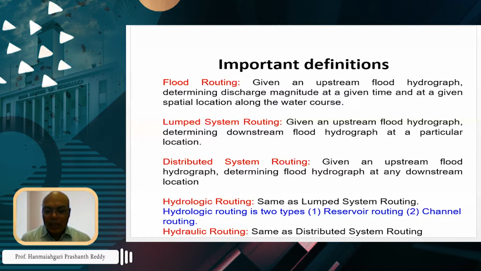But in channel routing, it is a river. Okay, so we know one upstream location and one downstream location. The distance can be anything, okay, maybe 10 kilometers, 20 kilometers, 50 kilometers. So we know the inlet hydrograph, that is the hydrograph at section 1. Then we will determine the hydrograph at section 2. So that is called channel routing.